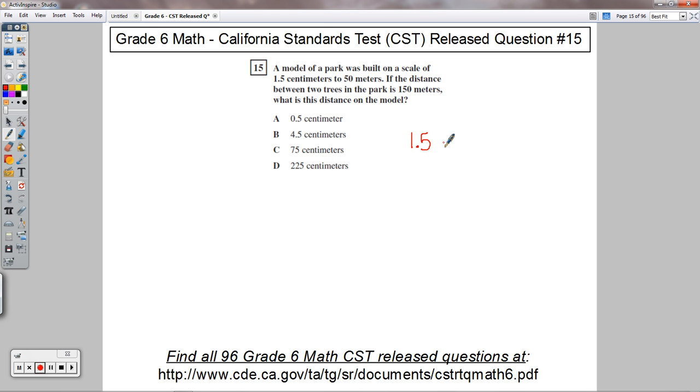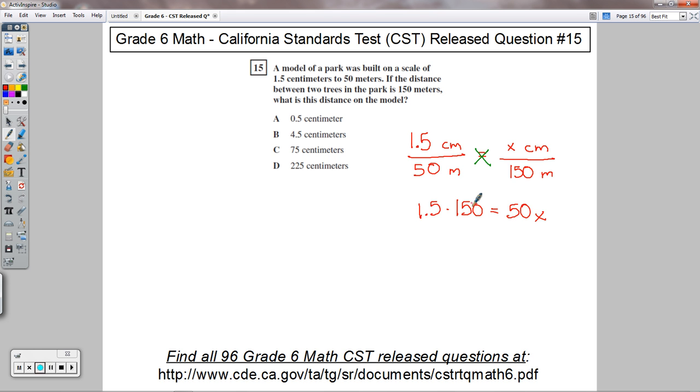So 1.5 centimeters would be to 50 meters, on the scale model, as we're trying to figure out what is the distance on the model. That's the centimeter value, so x centimeters is to 150 meters. So a couple ways we could do this. I'm going to do the cross multiplication way first. So 1.5 times 150 would equal 50 times x.